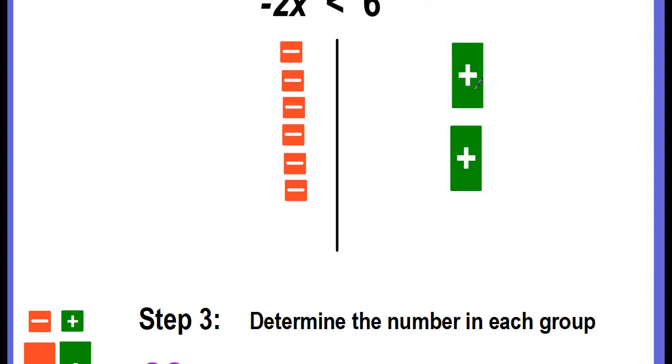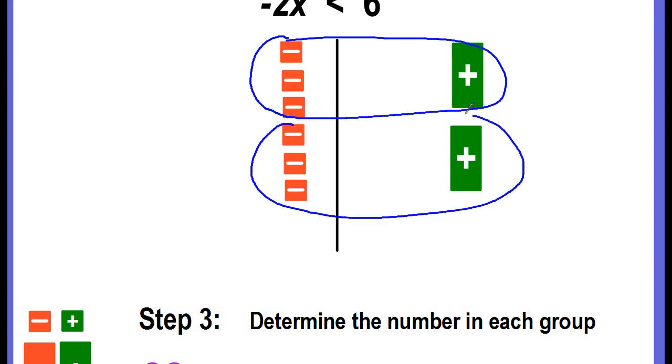See? And our x tiles are now positive, which is what we want. But we don't want to know the value of two x tiles. We're not solving for 2x. We want to know the value for one x tile. And this is where you're going to take these 6 negatives and split them into 2 equal groups. Each x tile will get 3 negative units. So it's negative 3. Bring down your inequality symbol: negative 3 is less than x. This is going to be your solution.